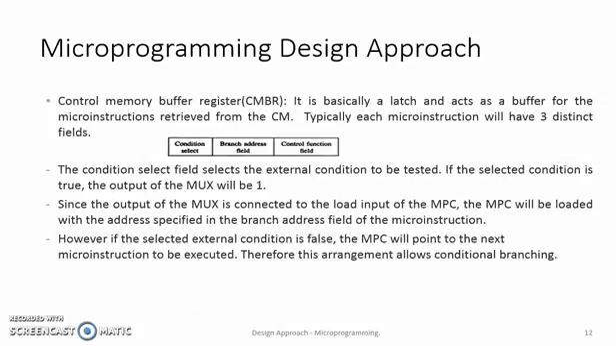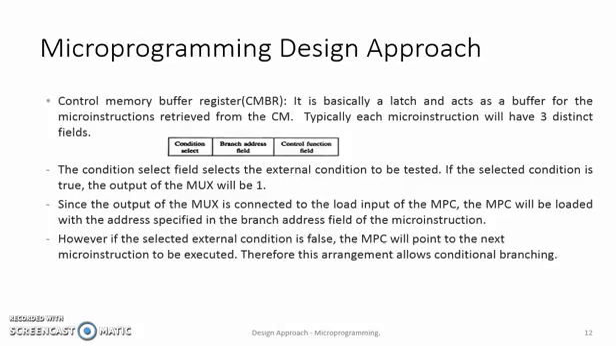The control memory data buffer is also called the control memory buffer register. It is basically a latch and acts as a buffer for micro instructions retrieved from the control memory. Typically, every micro instruction will have three distinct fields: the condition select field, the branch address field, and the control function field. The condition select field selects the external condition to be tested.